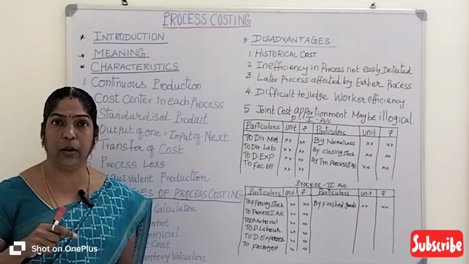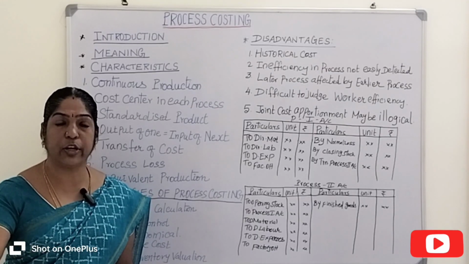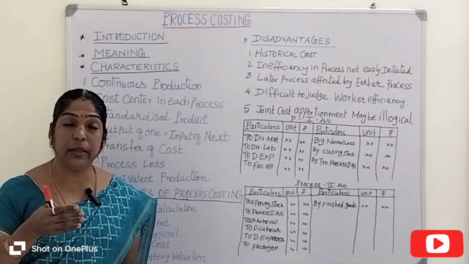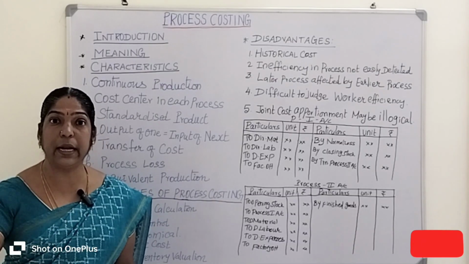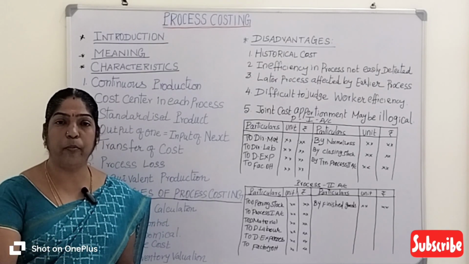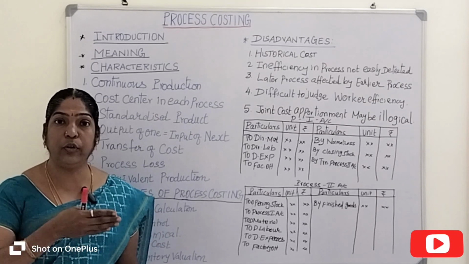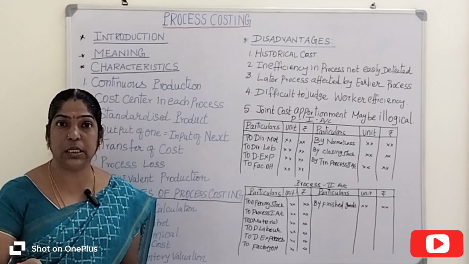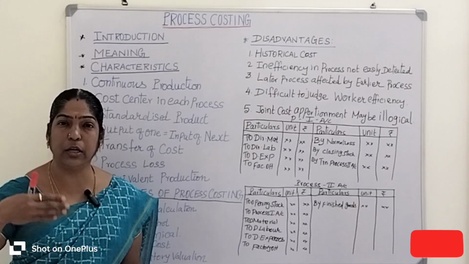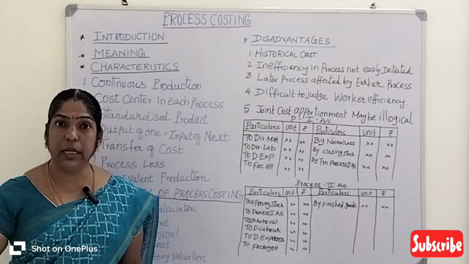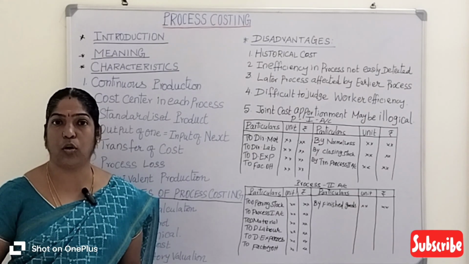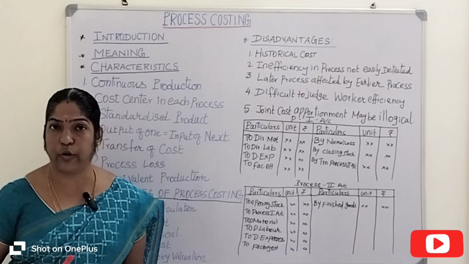Say for example, if you see the sugar manufacturing industries, they produce sugar day and night. If you take the soap manufacturing industries, they produce soaps daily. If you take the chocolate manufacturing industries, they produce chocolate continuously, daily, regularly, without stopping. That is called continuous production, right?